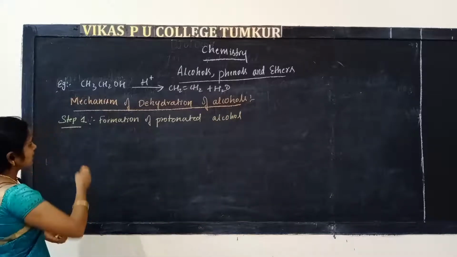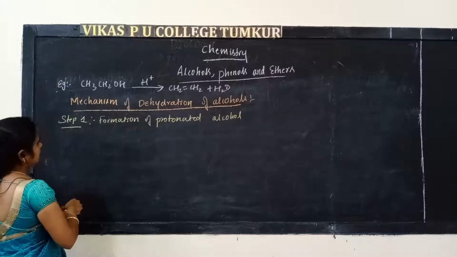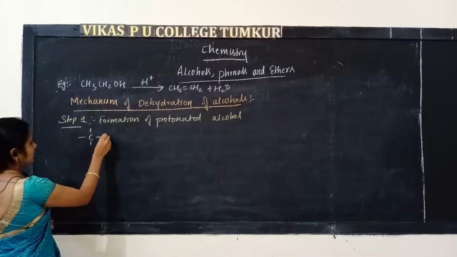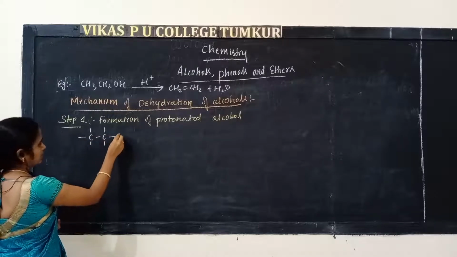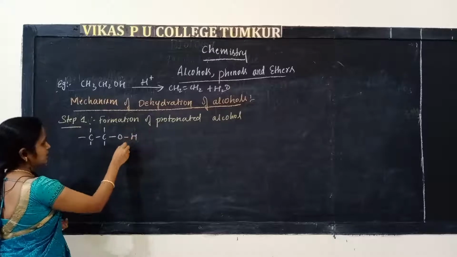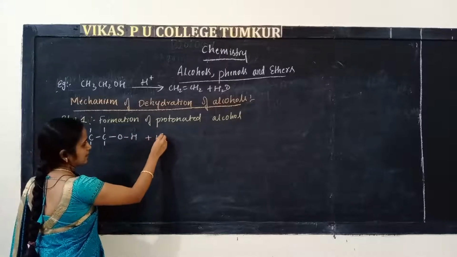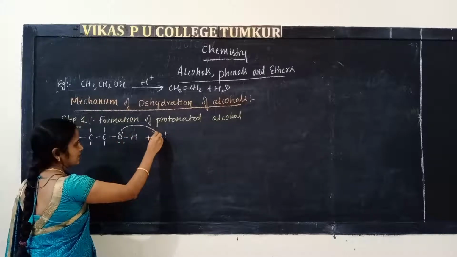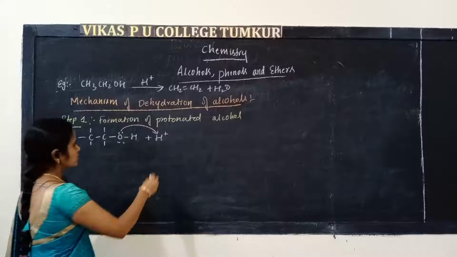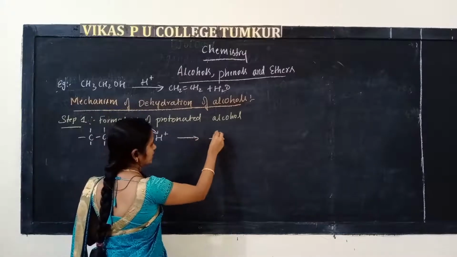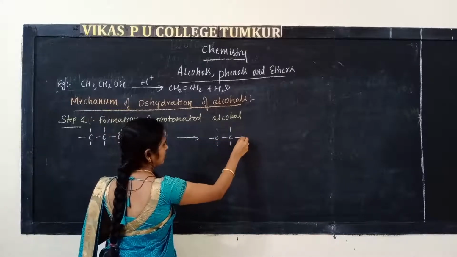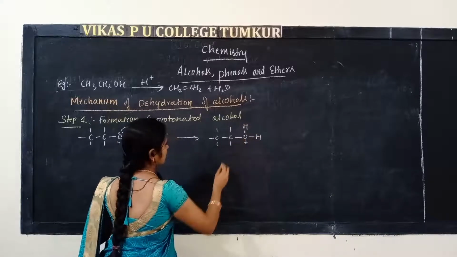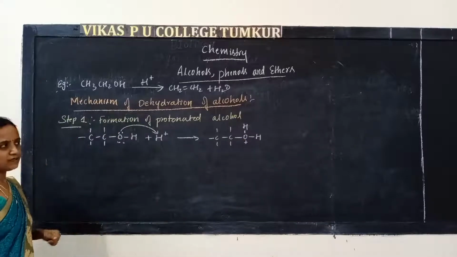We take the alcohol, and it can be written like this. H plus attacks, and the protonated alcohol is formed. That is called a protonated alcohol. This is the first step.